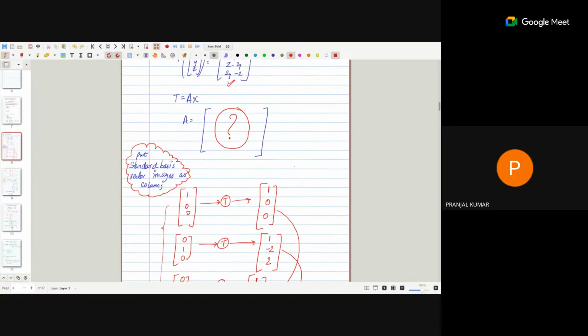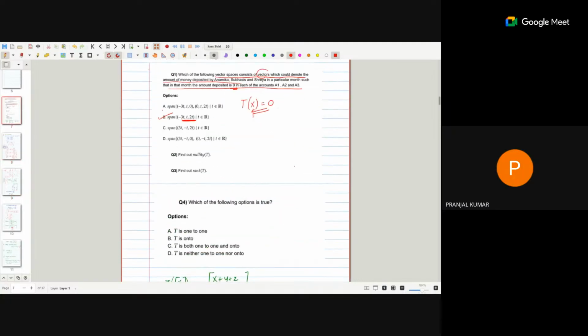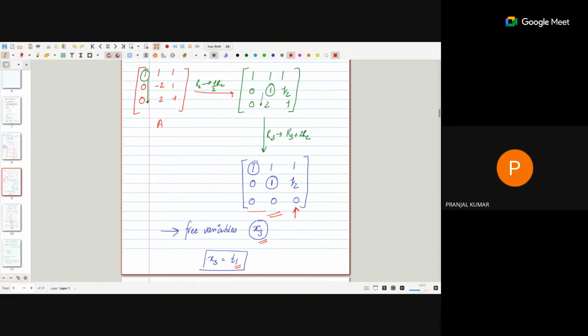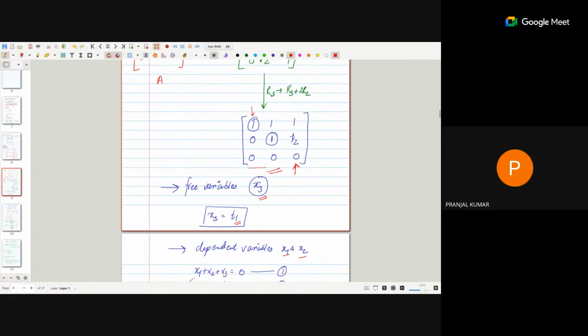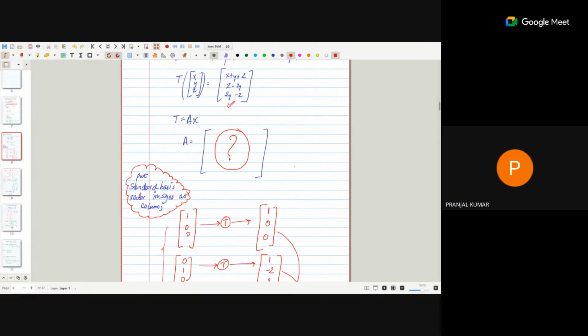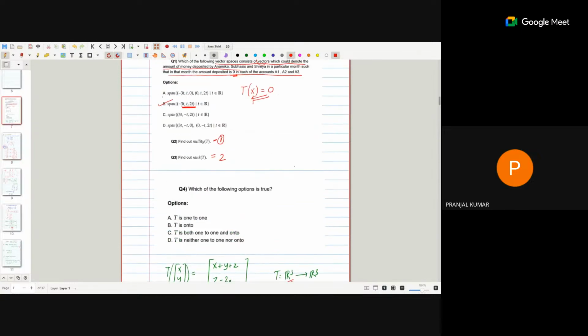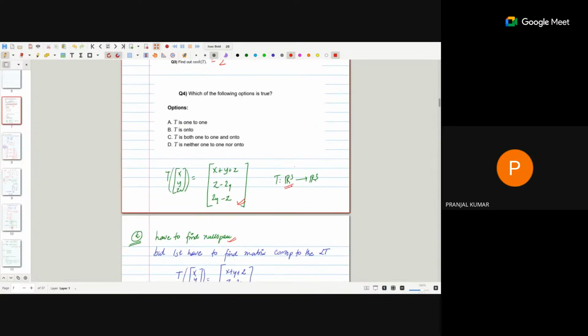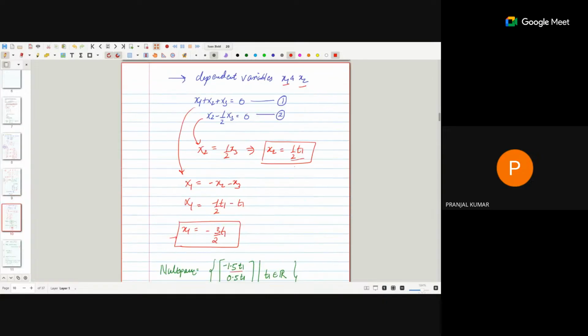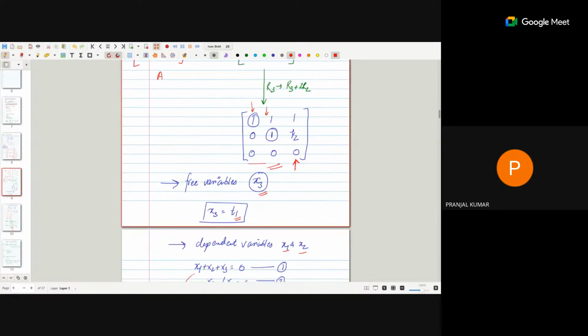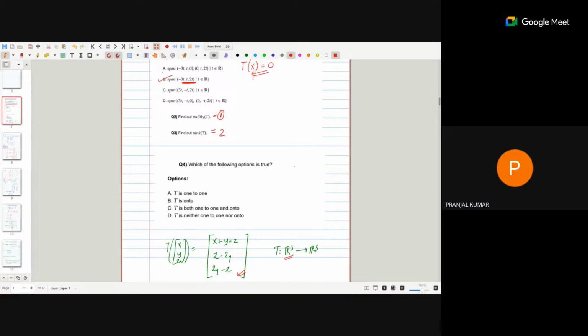Okay, so what is the rank? Nullity is 1, what is rank? Rank is 2, right? That is, those columns which have pivots. So they are 2. Now, which of the following options is true? Now tell me, just use the logic which I told you. So tell me, nullity is 1.